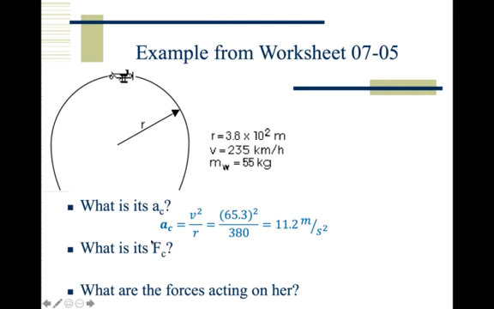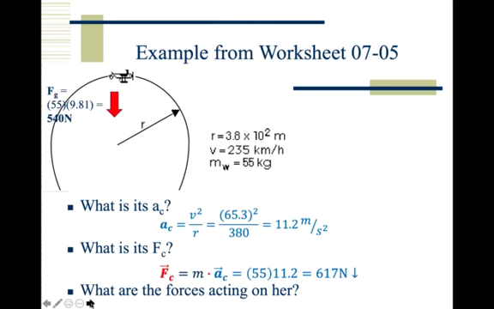What's the centripetal force, or the net inward force, that needs to be acting on her? Well, just take her mass times that centripetal acceleration, and you'll discover that you need 617 newtons of net force. What direction does it always act? It always acts towards the center of the circle. Centripetal, remember, is center seeking. So in this case, we need a net force of 617 newtons acting downward on her. So first thing we do, of course, is draw gravity on her. You'll discover the force of gravity, 55 times 9.81, gives us 540 newtons. Uh-oh, that's strange.